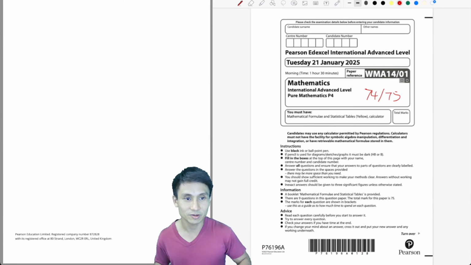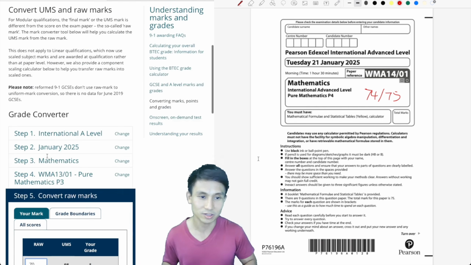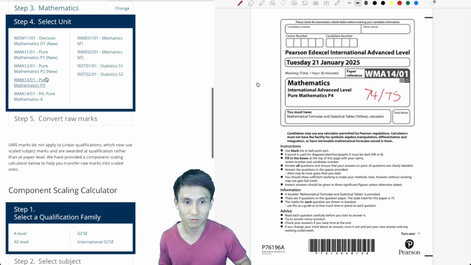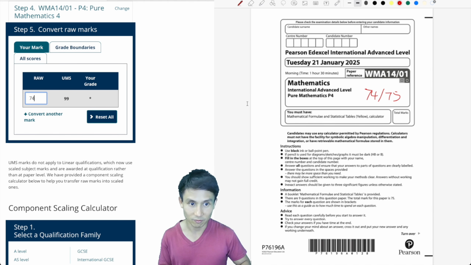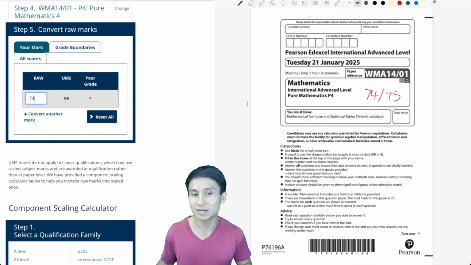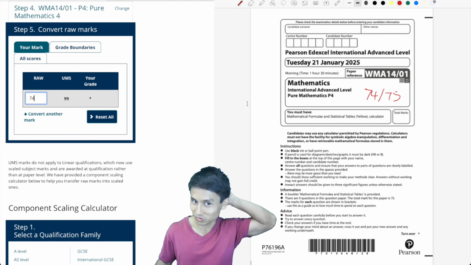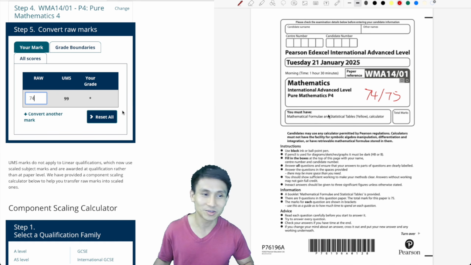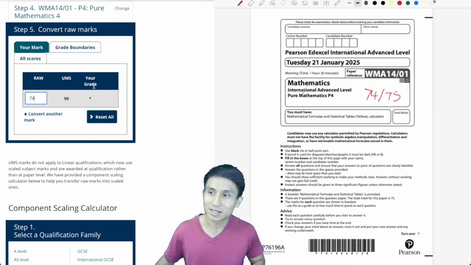Let's see the UMS calculator, just to make sure. So that's the UMS page, the Pearson qualifications.pearson.com. I'm going to change that to P4 and 74. Ooh, not 100% this time. So the only people who got 100% UMS were the people who got 75 marks, every mark. I missed 1, so I got 99. All right, I got 99 for this one, right? Okay. Now let's do some feedback.